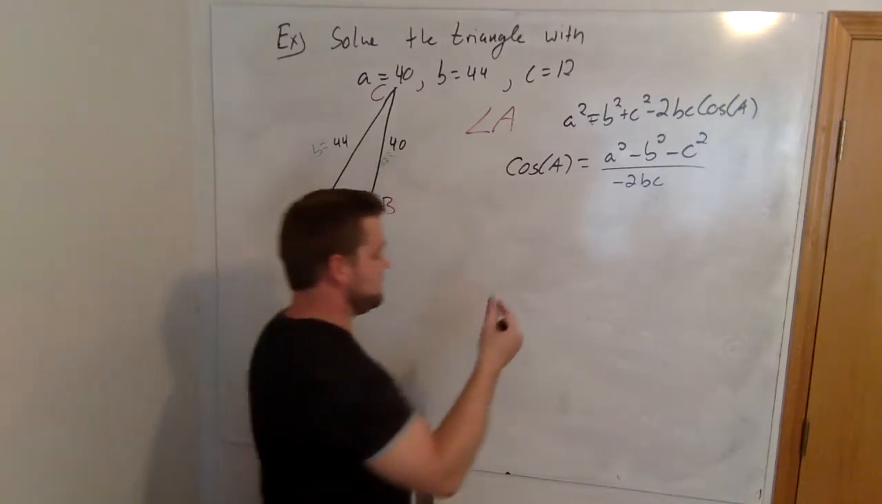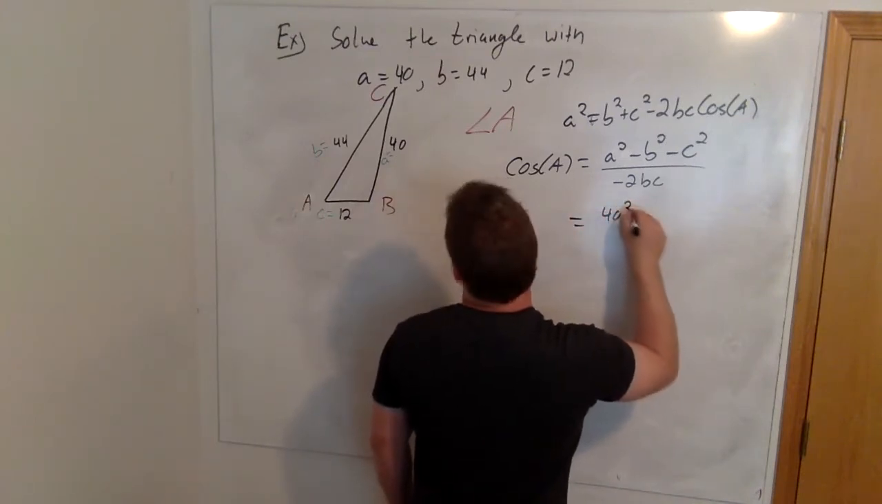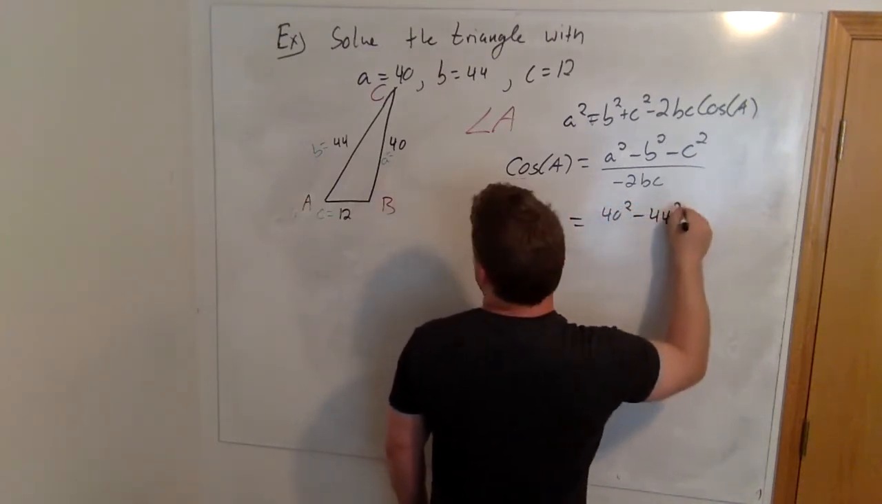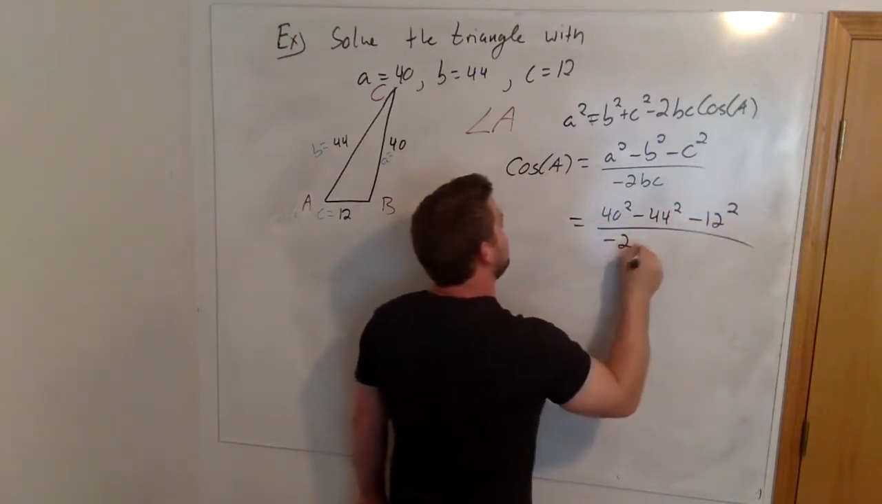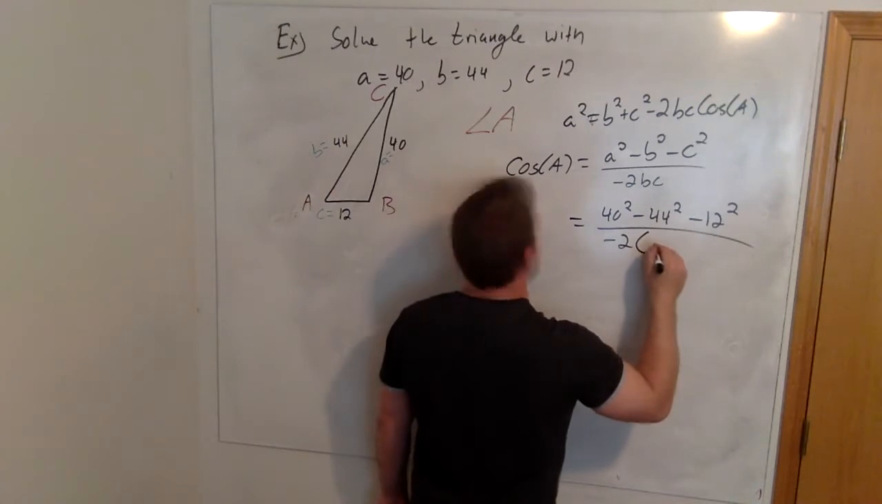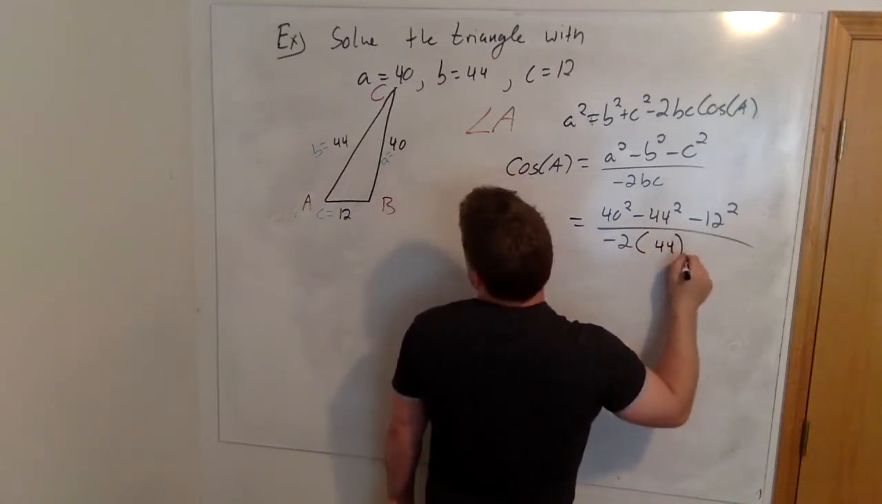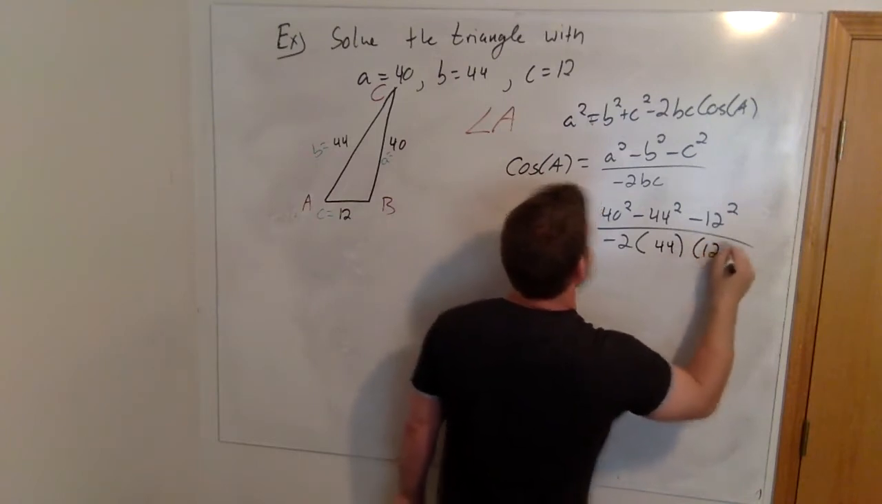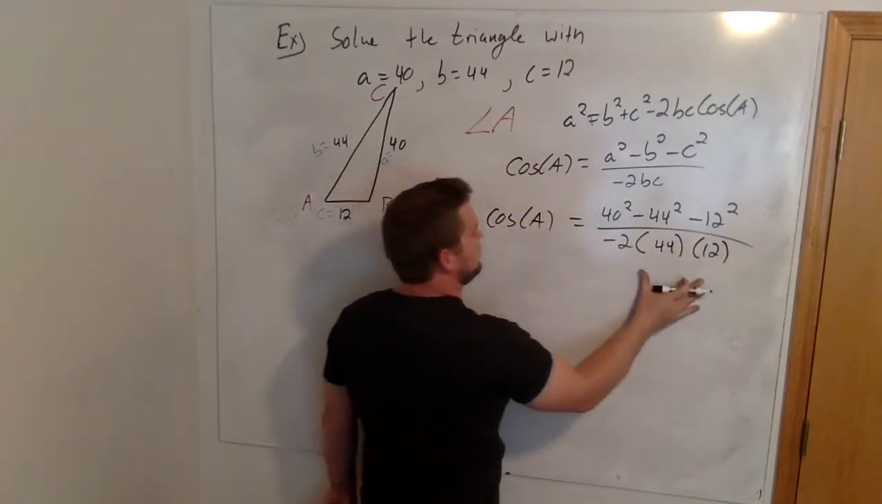So we have the cosine of A is going to be equal to 40 squared minus 44 squared minus 12 squared, all over negative 2. Our b is 44 and our c is 12. So we have that the cosine of A is equal to this.